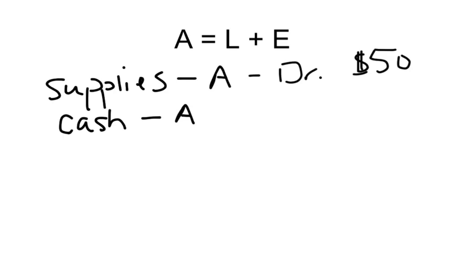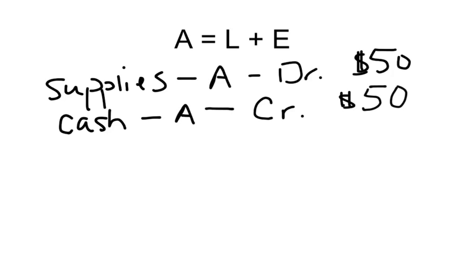Alright, so if we have cash as an asset, is it increasing or decreasing? We purchase supplies for cash, so we gave cash up, so it's going down. How do we decrease an asset? Well, we would credit the account. Again, it was for $50. Now, we talked before how this would still keep the accounting equation in balance. They're all on the left side, but one went up and one went down by the same amount. So this is still in balance.